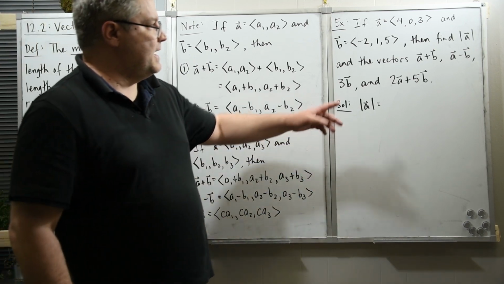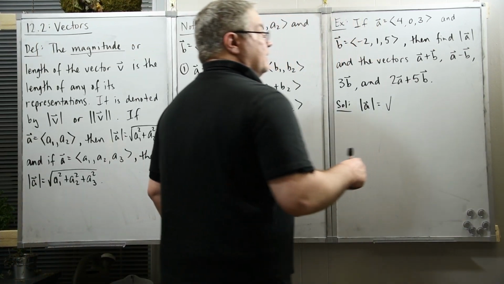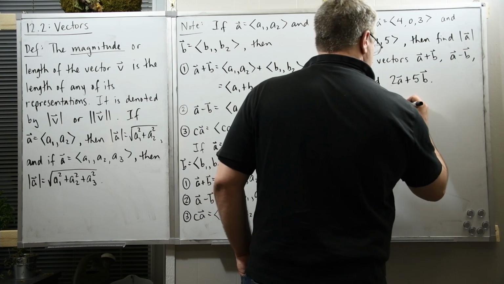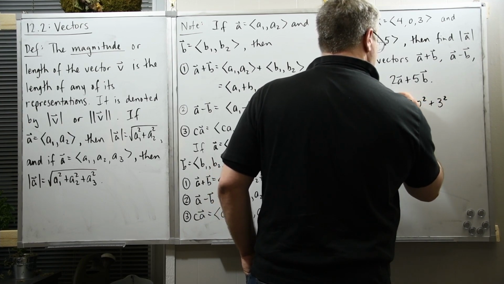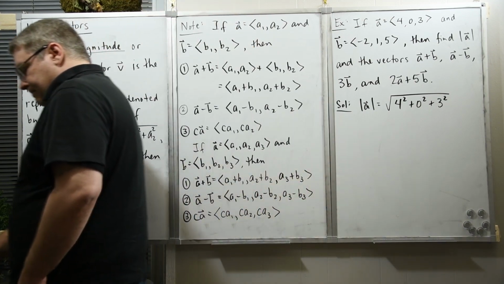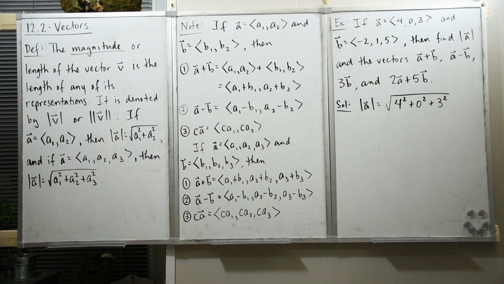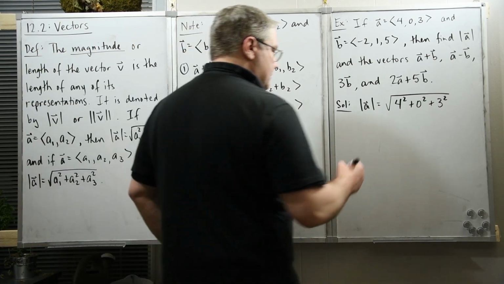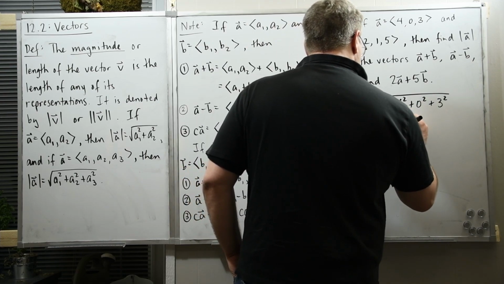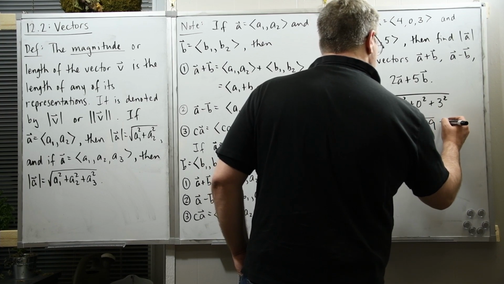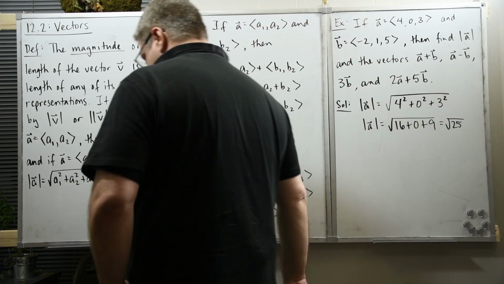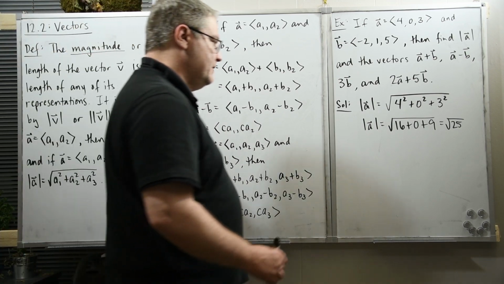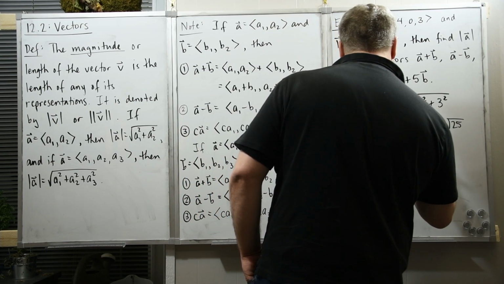So if I'm going to figure out the magnitude of A here, I need to take the square root of, once again, the sum of the squares of the components. The components are 4, 0, and 3. I have to square each one of these. Add those together, and then take the square root. So magnitude of A is the square root of 4 squared plus 0 squared plus 3 squared. And that means the magnitude of A is the square root of 16 plus 0 plus 9. 16 plus 0 plus 9 gives you 25. And so as a result, we have magnitude of A is 5.